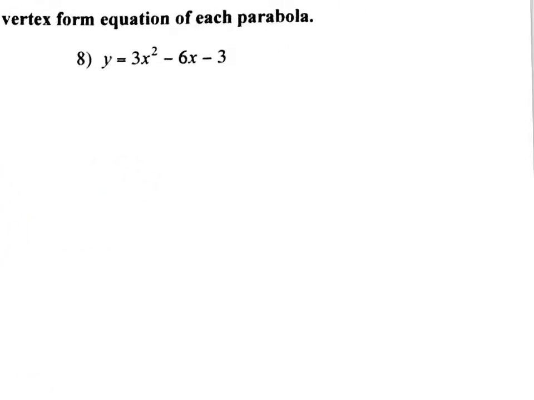Okay, so let's look at question 8. Again, we think this last number is probably wrong. So let's rewrite our equation. It's going to be y equals 3x squared minus 6x plus blank, right? We're going to kind of ignore the last part.